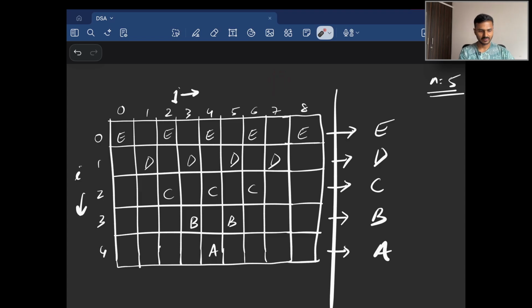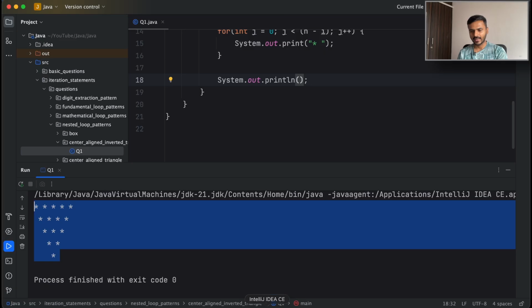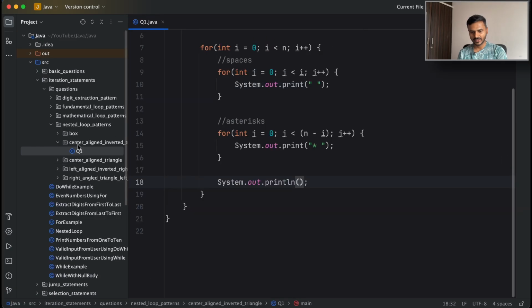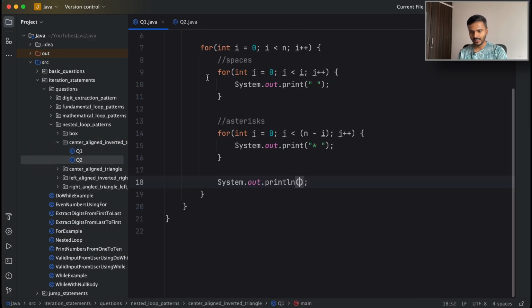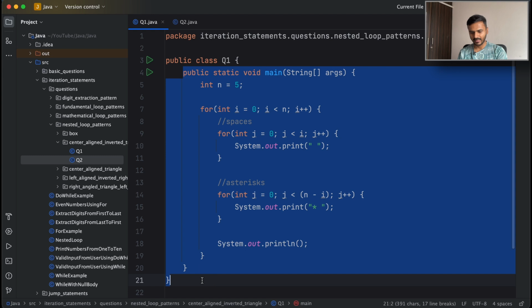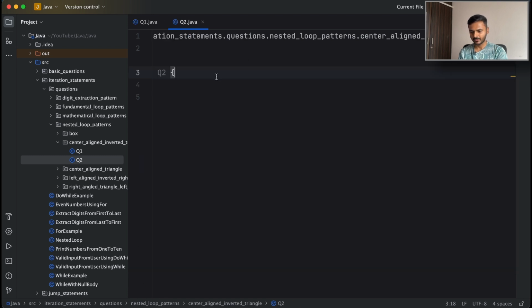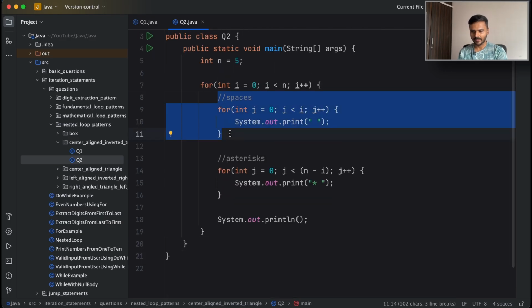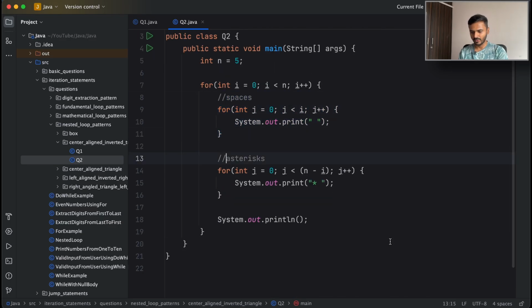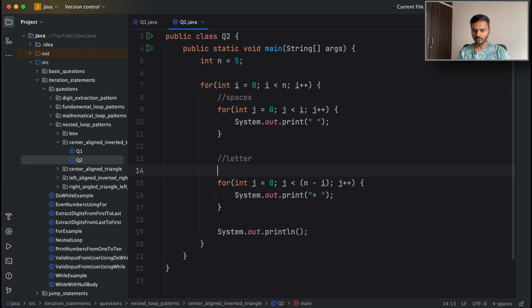So with all of this discussed, we're ready to write the code for this. And for that, let's come back to IntelliJ. Let's create a new Java class, call it Q2, and let me copy the main method from here because we're going to use quite a lot of it. Now over here, we will need to print the number of spaces, right? It's just that we don't need to print any asterisk here. We'll have to print a letter. And we also know how to determine which letter to print, right?